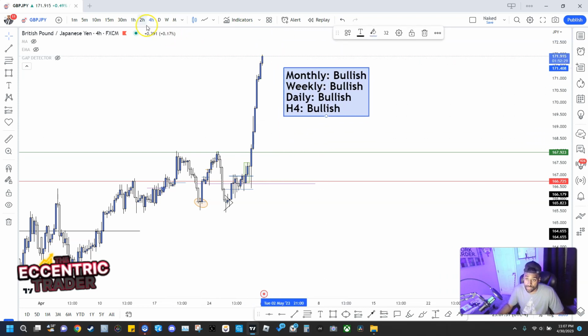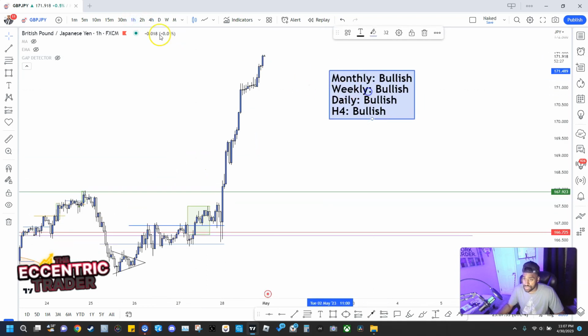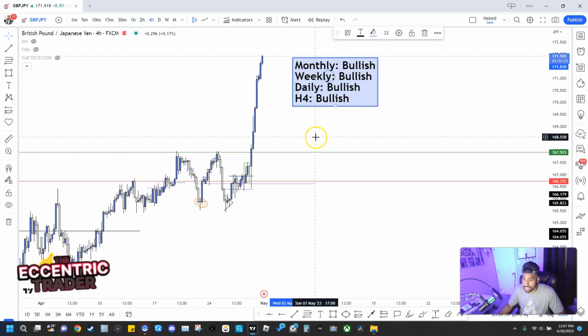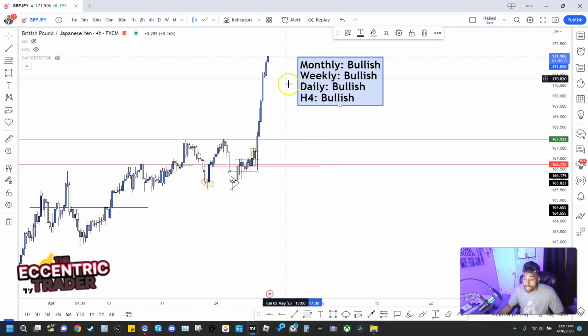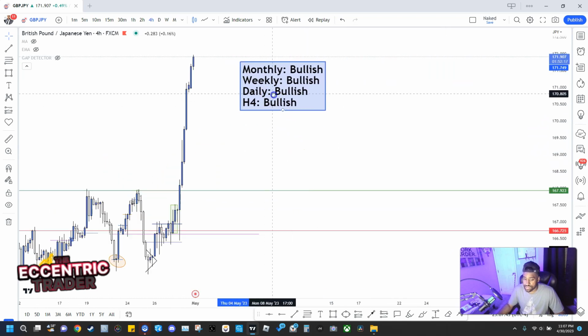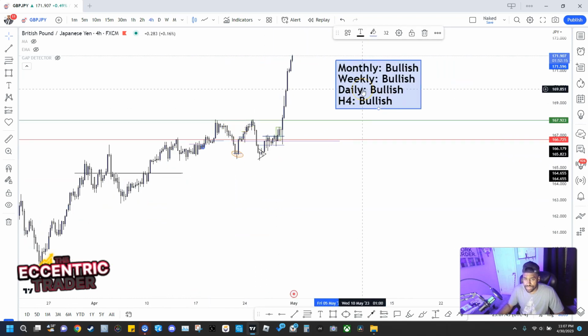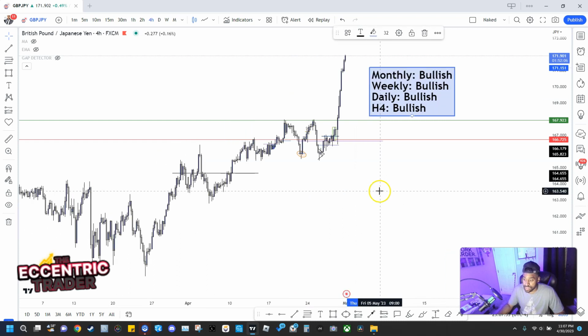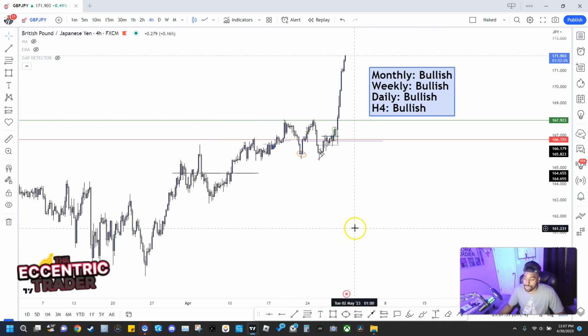So yeah, you can do some intraday trades, some scalps, but if you're a man of patience, this is going to be a nice move. Whenever it decides to come back down, it's going to be nice. But that's pretty much it for GJ. Pretty simple. Bullish, bullish, bullish, bullish. It was the same last week. So let's see how this week goes as far as news and everything.